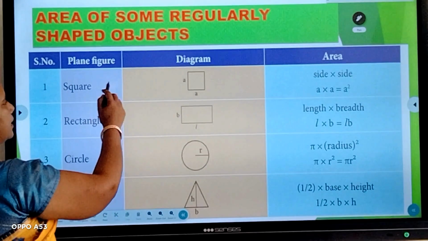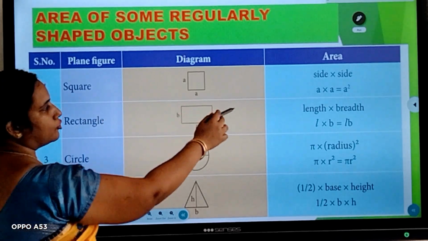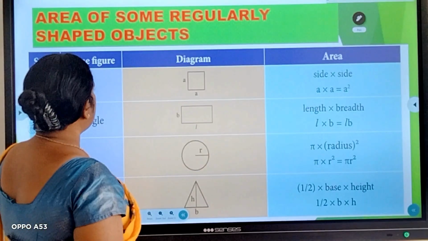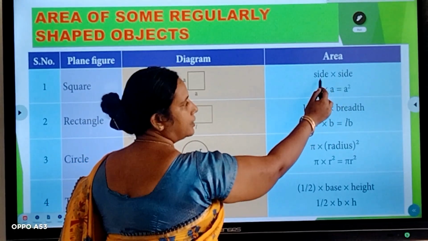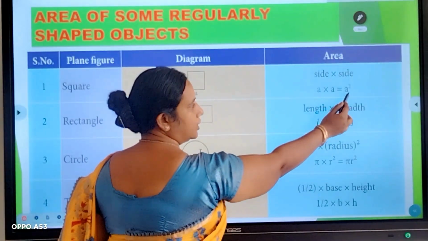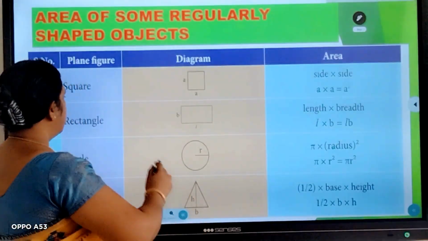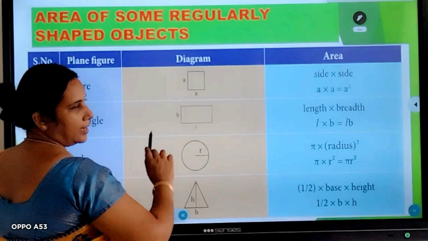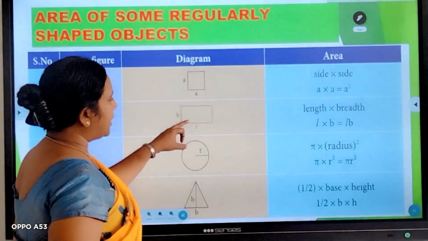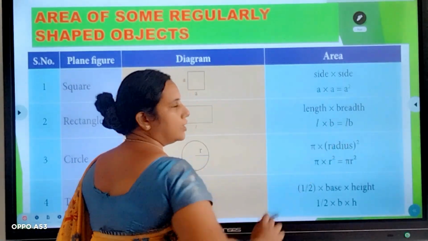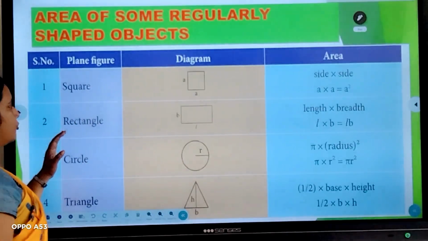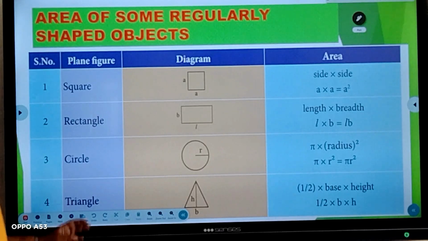See, for finding the area of these 2D shapes, there will be a formula accordingly. To find the area of the square, you will use side into side. Side is represented by A. So A into A gives you A square. Next, rectangle. To find the area of the rectangle, you should multiply its length and breadth. Okay children? Length into breadth is the formula for finding the area of the rectangle.